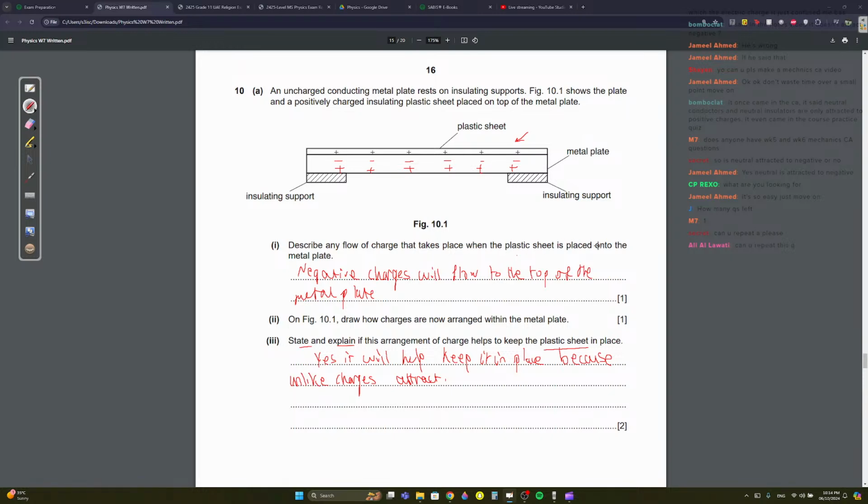Describe any flow of charge that takes place when the plastic sheet is placed onto the metal plate. Okay, read the question. Uncharged conducting metal plate. When you say something's uncharged, it's neutral. But we never say neutral, we say uncharged.